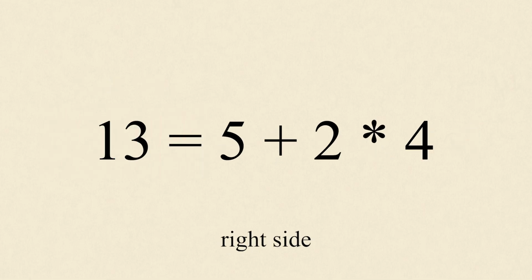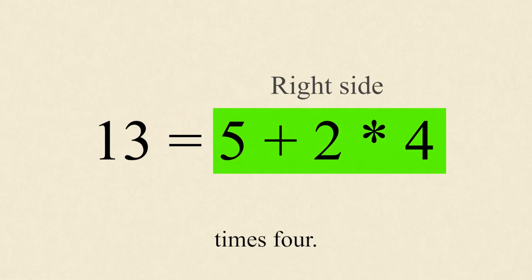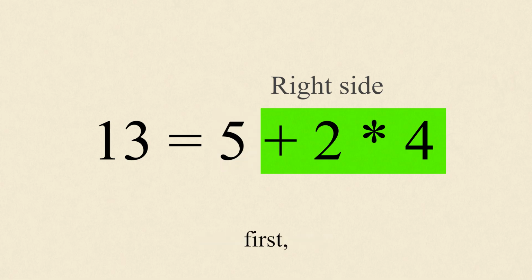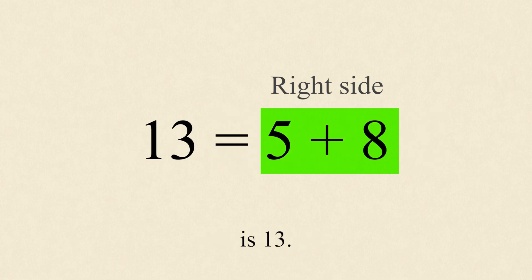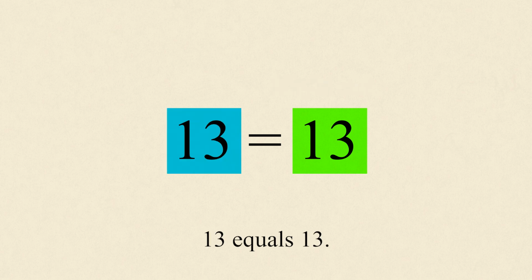Now let's check the right side. In 5 plus 2 times 4, we again do the multiplication first. 2 times 4 is 8, and 5 plus 8 is 13. And look, 13 equals 13. So our answer is correct.